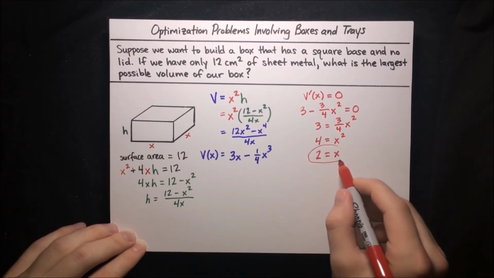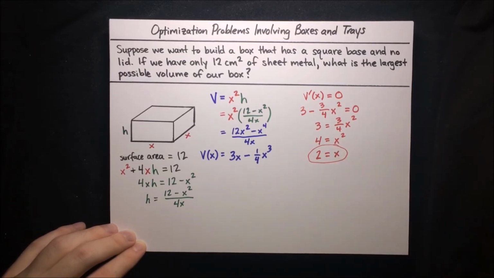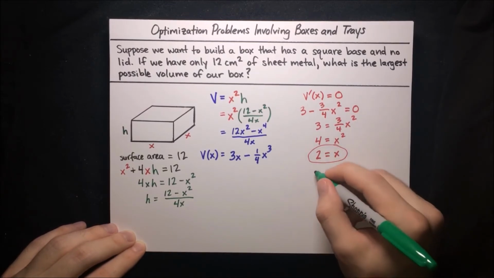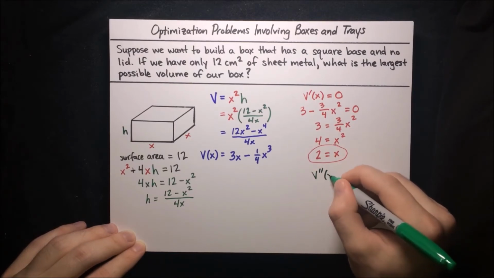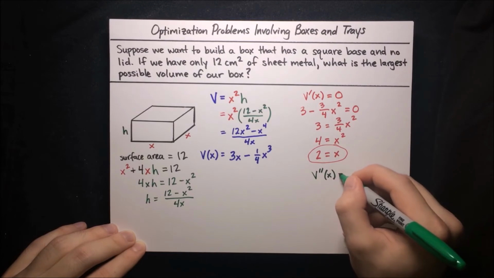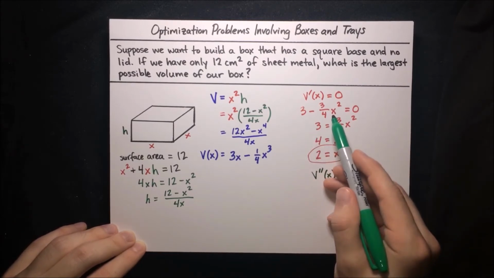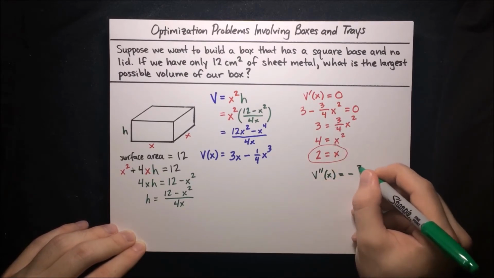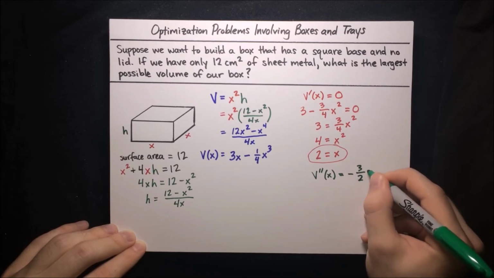We'll circle it, but that's not our full answer yet. We want to find the largest volume of the box. And before we do that, let's just verify that this critical point is indeed a maximum of our volume function. We can do that with the second derivative test. Take the derivative again, the second derivative. That's equal to, well, 3 goes down to 0 because that's a constant, and then applying the power rule to negative 3/4 x squared makes negative 3/4 times 2x, which simplifies to negative 3/2 x.